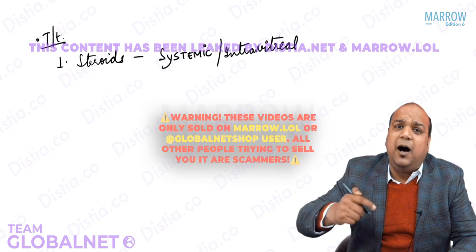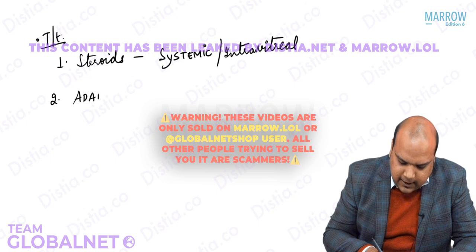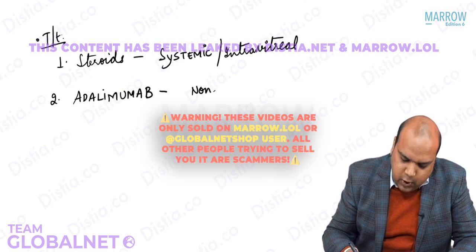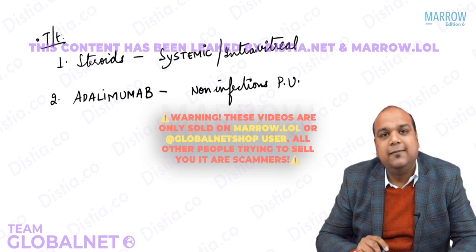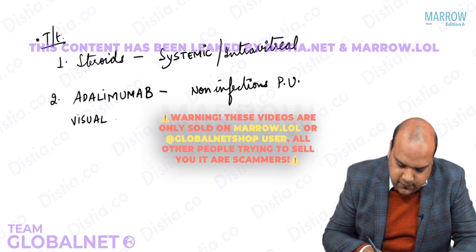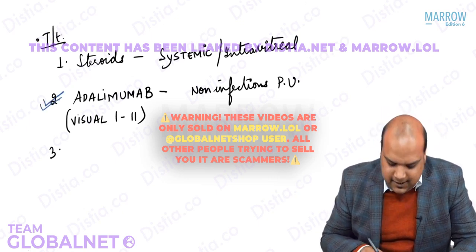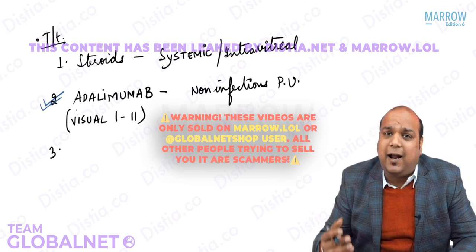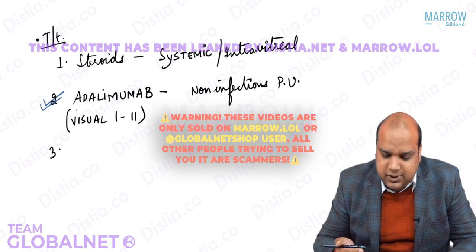But there have been some other approved treatments, everybody. There is something called adalimumab. This has been approved for non-infectious posterior uveitis by trials called VISUAL 1 and VISUAL 2. Please remember, the central examinations, what is now INI-CET, sometimes ask questions on these kinds of trials. So adalimumab is a very commonly used drug to treat cases of non-infectious posterior uveitis.